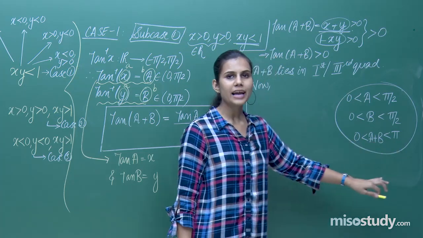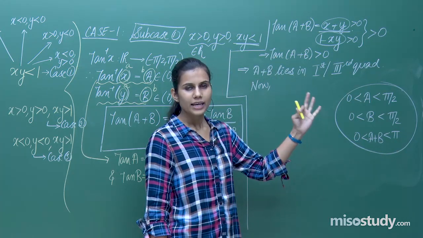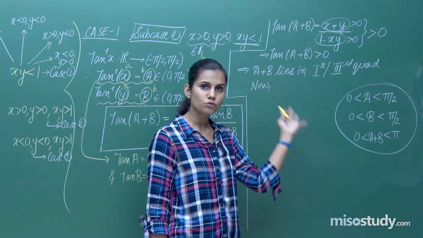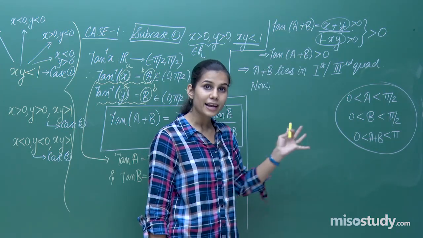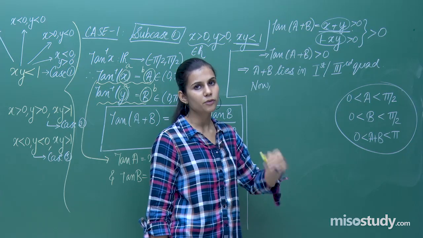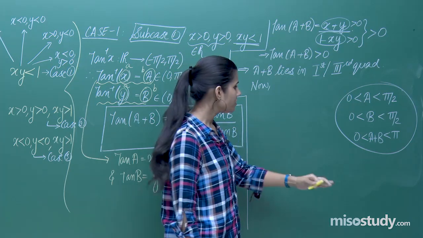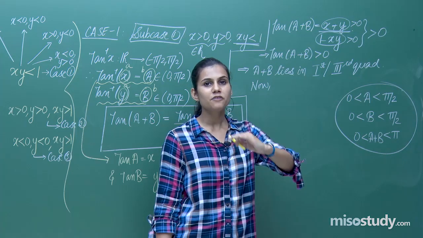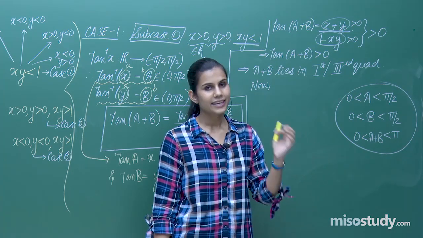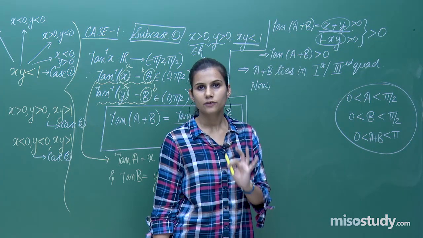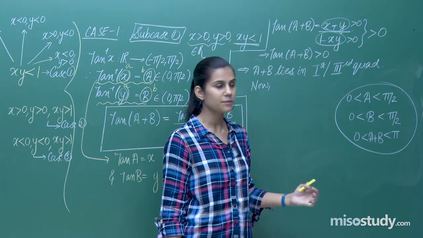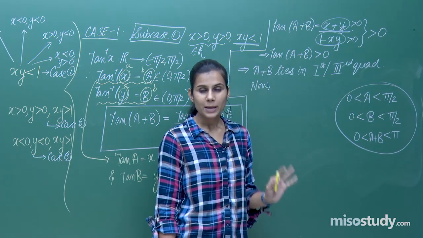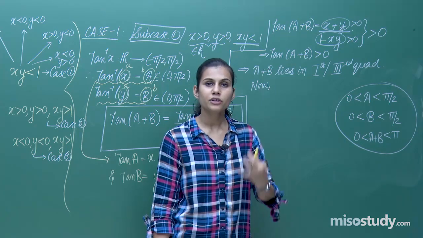In the first quadrant, angles range from 0 to pi by 2. In the second quadrant, they range from pi by 2 to pi. In the third quadrant, from pi to 3 pi by 2, and in the fourth quadrant, from 3 pi by 2 to 2 pi. So obviously, if my A plus B is only ranging from 0 to pi, it has to lie in first or second quadrant. It cannot lie in the third, it cannot lie in the fourth, because then it will be exceeding its very measurement of pi. So A plus B can lie in either first quadrant or second quadrant.